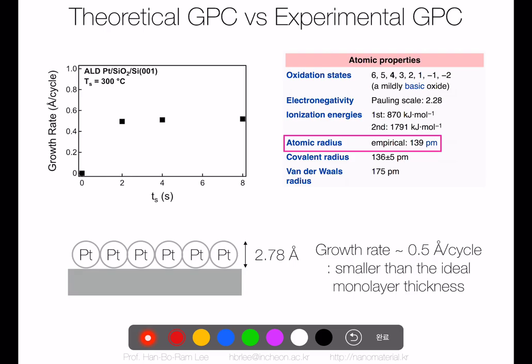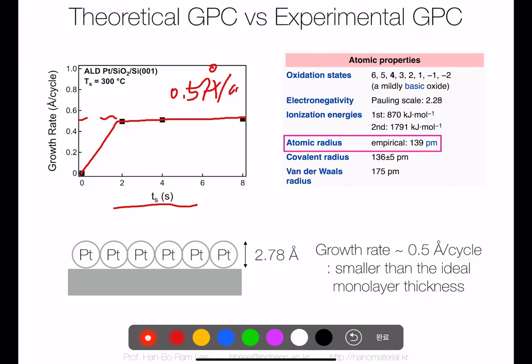So let me explain a very interesting point, the theoretical GPC and the experimental GPC. So with increasing temperature, the growth rate is saturated. So the saturation growth rate value is 1 angstrom, 0.5 angstrom per cycle. But we deposit the platinum film. The platinum atomic radius is 139 picometer. So the diameter of the platinum atom is going to be almost 2.78 angstrom.